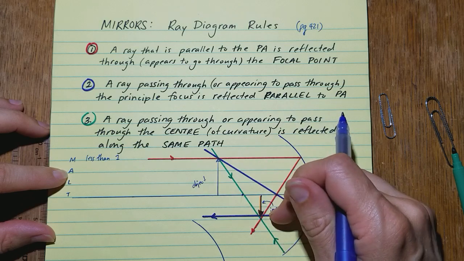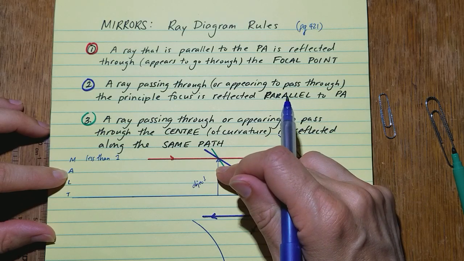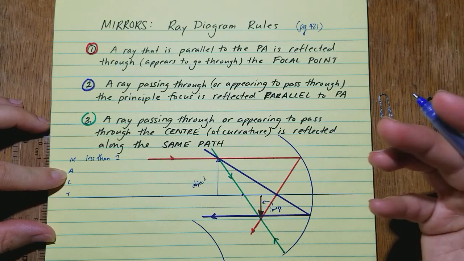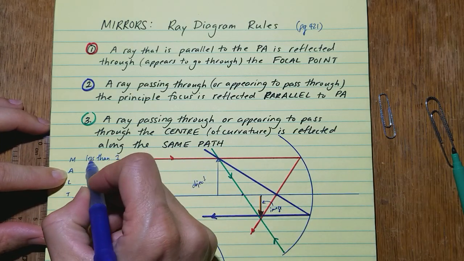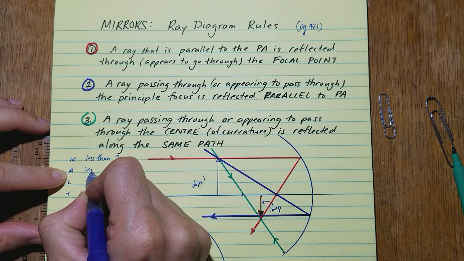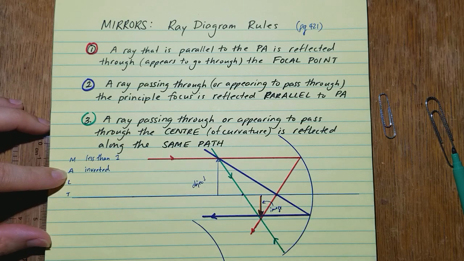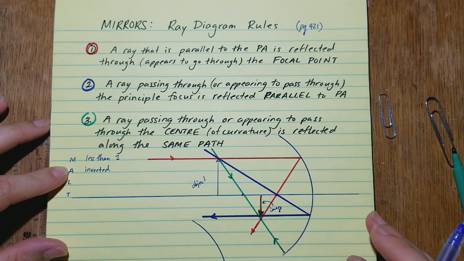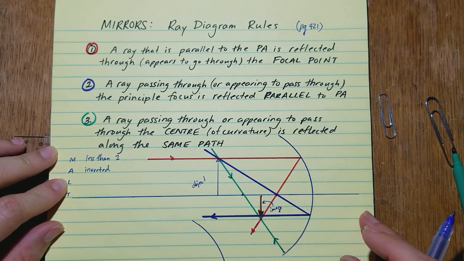Is it the same way as the object? So no, it's inverted. So you can say upside down, inverted, flip. They all mean the same thing. Okay, so it's inverted, or flipped. So A stands for attitude.